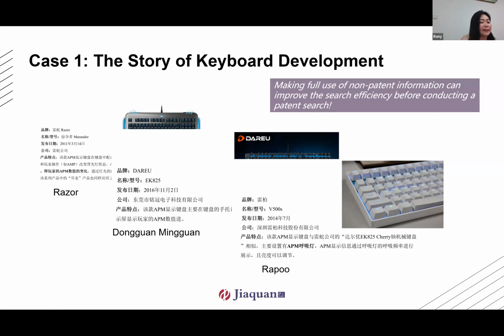And we also found that there is a company named Dongguan Mingguan. They set up an LCD screen on the palm rest of the keyboard to display the APM value. Another well-known Chinese keyboard making company, Ripple, also did a similar product. It's like the Razer. It mainly set up APM breathing lights. The APM information is displayed through the frequency of breathing lights, and the brightness can also be adjusted.